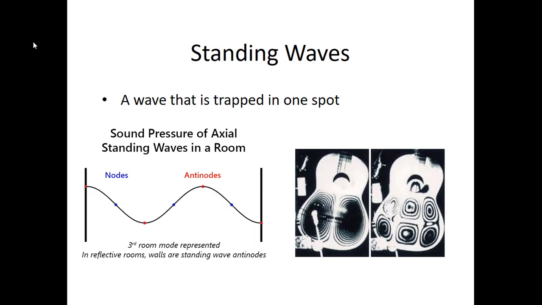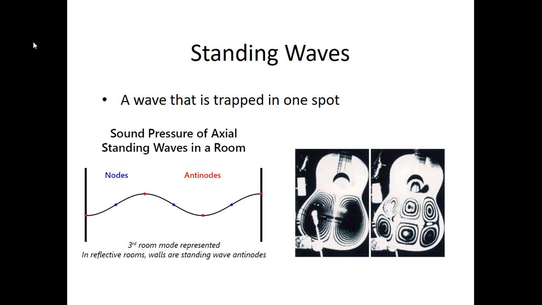Nodes are the dead spot. You can see those represented by the blue dots there in the picture. That's the dead spot on the wave, and that is going to be the equilibrium position. And then you have the antinodes. Those would be the amplitudes. It's easy to remember because antinode and amplitude both start with A.